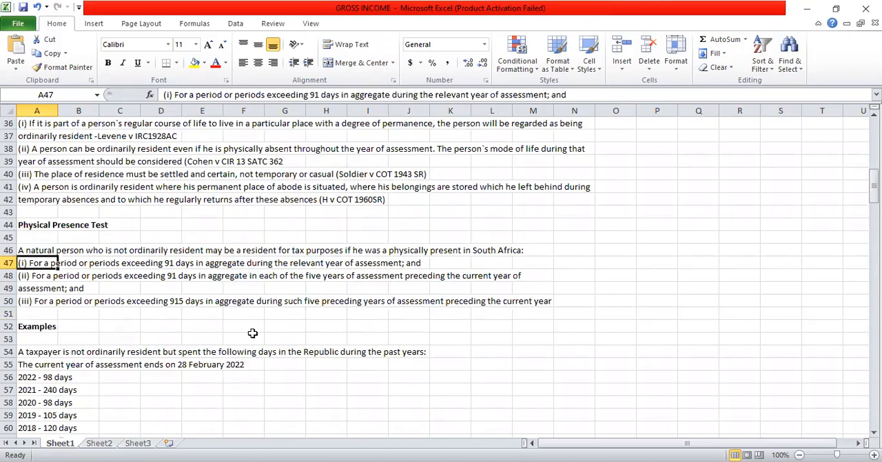That's number one on its own. So we look at this year on its own, that there should be more than 91. Then number two, for a period of 91 days in each of the 5 preceding current year. So actually, we're saying this year and the previous 5 years, there should be more than 91 days.